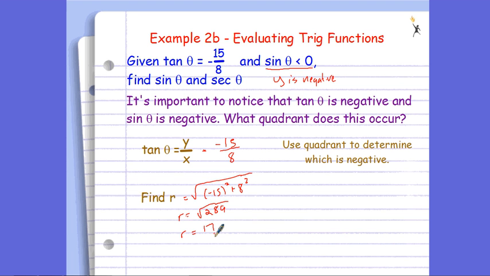So then finally, if I want sine and secant, by definition, sine is what? Y over R. So in our case, negative 15 over 17. And then finally, if I want secant, it's R over x. So in our case, 17 over 8. See how easy this is? You just got to be paying attention to what they're telling you and what they're giving you.